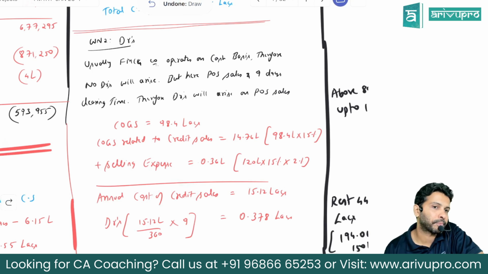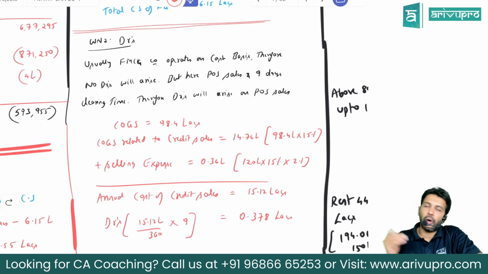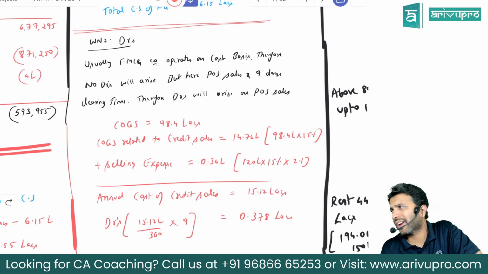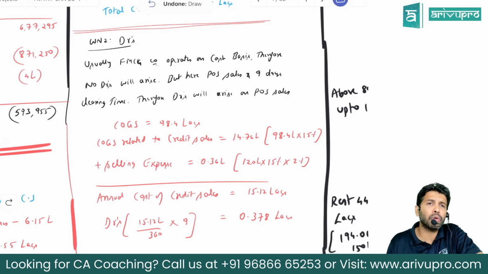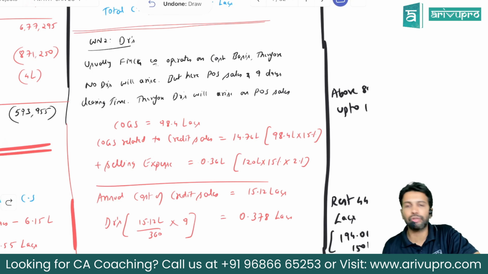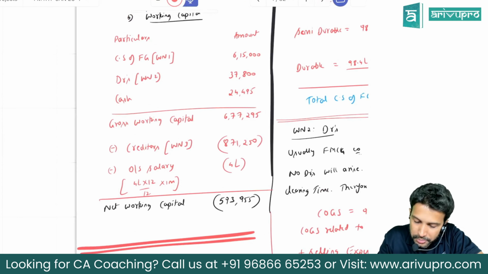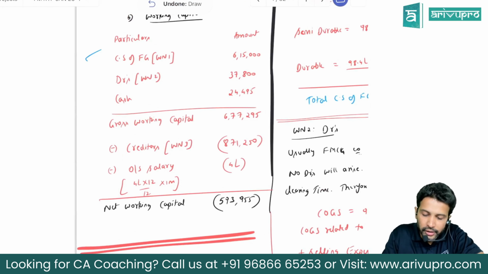Any doubt till here? Okay. Now, using cost of sale, can we find out debtors? Yes. This 15.12 is for the whole year, which is 360 days. Do we give the whole year's credit to our debtors, or only 9 days clearing time? 9 days. For 9 days, the debtor is 0.378 lakh or 37,800, and that's what we put into our statement. So closing stock of finished goods, debtors and cash we got. Adding all this gives your current assets, which is the gross working capital.